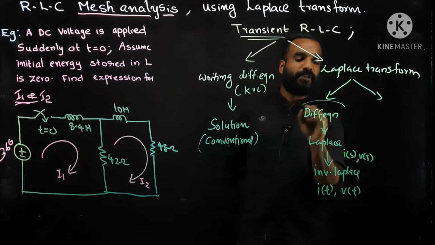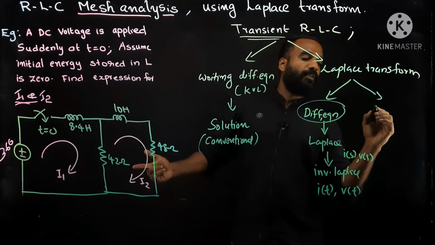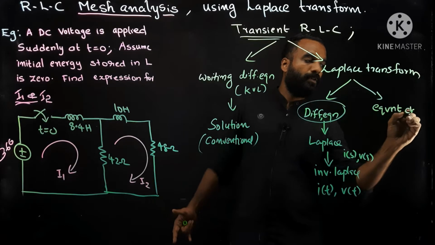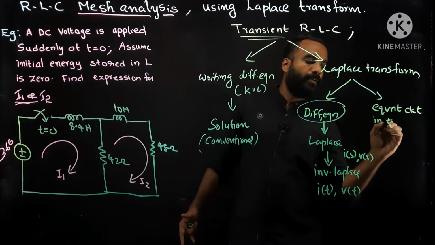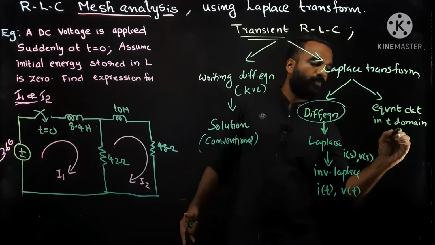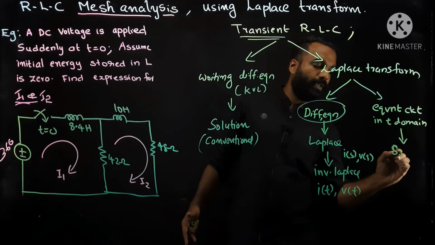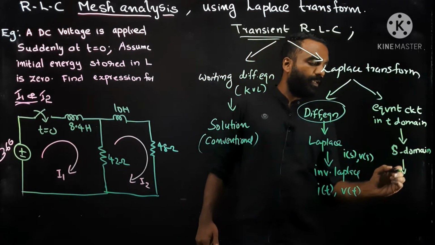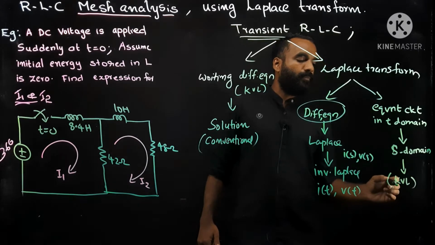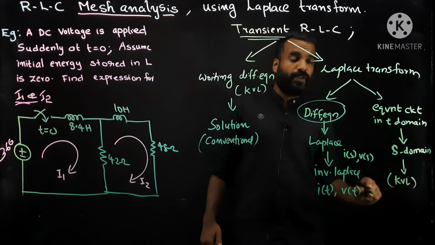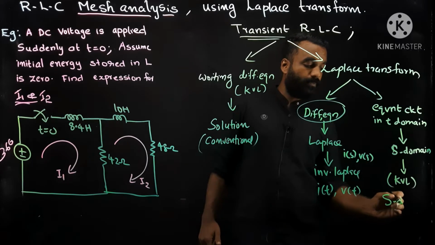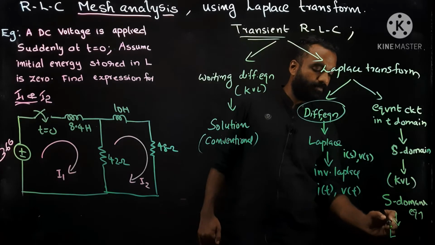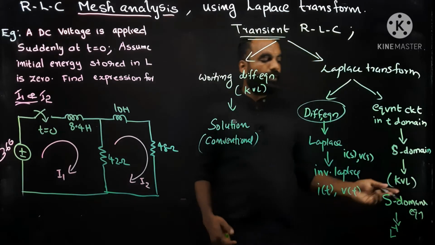In the other method, the differential equation is not needed. Convert the equivalent circuit in the time domain to the S domain, or Laplace domain, and then write KVL, so that you will get an equation in the S domain. Then take its inverse Laplace so that you will get I of t or V of t.